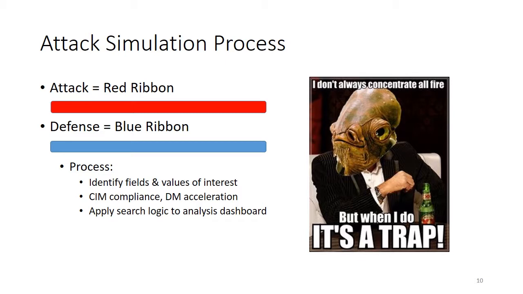We're going to identify common fields, values, essentially IOCs. We're going to make sure that they're normalized, SIM compliant, and data model accelerated. And we're going to extract those IOCs from our logs and search them across all of our detection scenarios. Now, I'll describe this process in detail for the first two examples. Then it will be assumed for the remainder of the slides with a brief summary at the end.